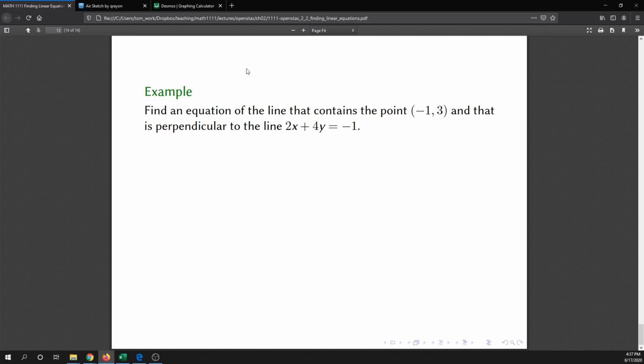All right, let's do one more example like this. So here we want to find an equation of a line that goes through the point -1, 3, and is perpendicular to 2x plus 4y equals -1. Okay.